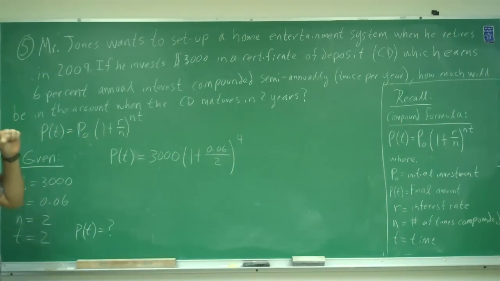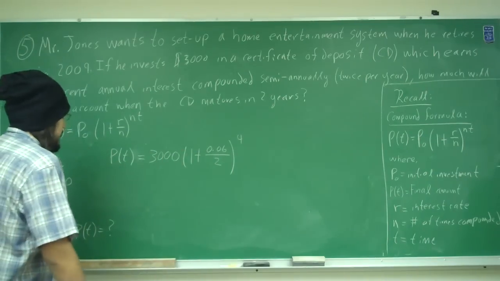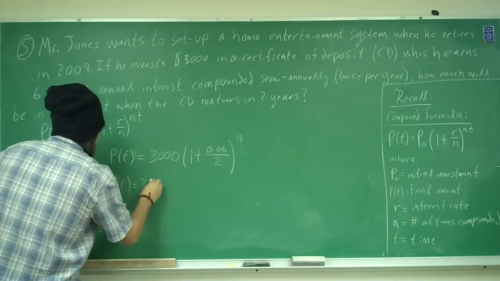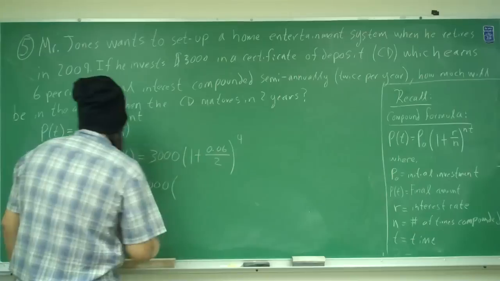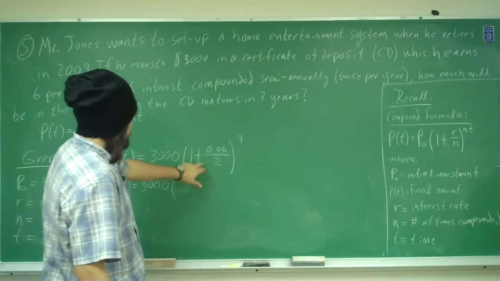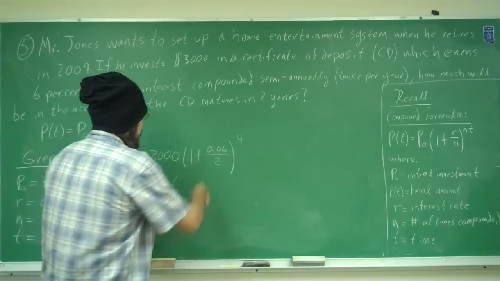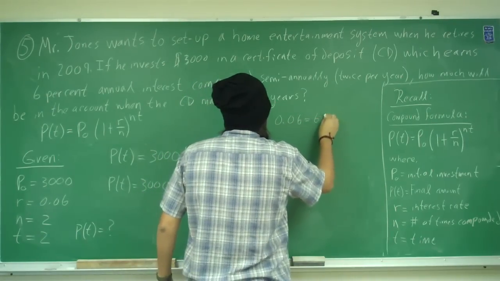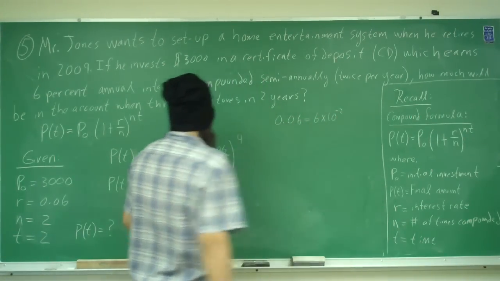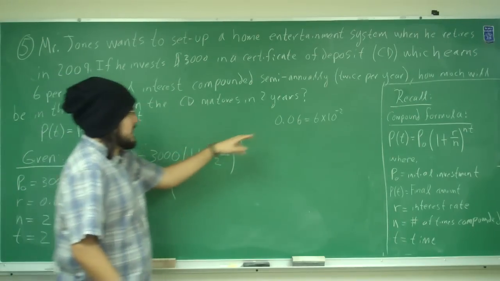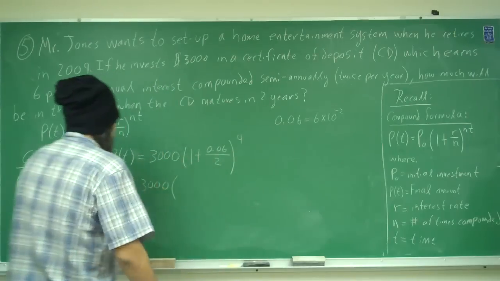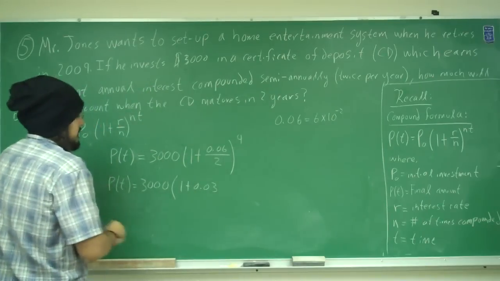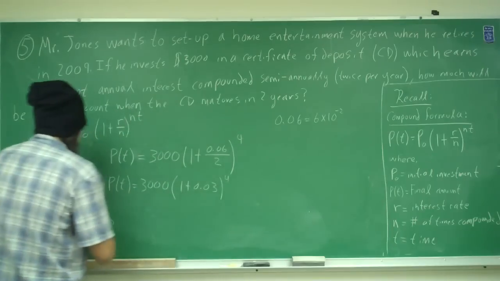Okay, so pretty much what we want to do is go ahead and solve this now. So we have P sub T is equal to 3,000. And what do we have in here? So we have 1 plus 0.06 divided by 2. Okay, 0.06 is the same thing as saying 6 times 10 to the negative 2. So 6 divided by 2 is 3, and then we have 3 times 10 to the negative 2, so we move that over. So we have 1 plus 0.03 raised to the 4th power.